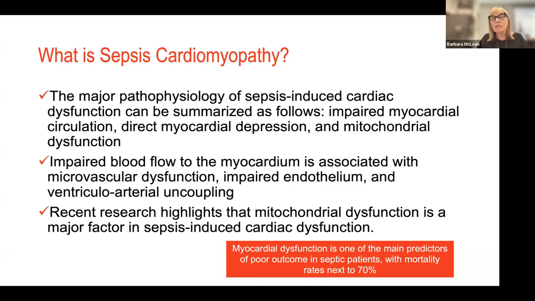Now you will have some impaired blood flow because you have microvascular dysfunction, but these are not macro-occlusive disorders. They're micro-occlusive disorders. That impairs the wall of the vessel, the endothelium, and it actually uncouples the relationship between ventricular ejection, the bolus of blood out into the artery. We call that ventriculo-arterial uncoupling. We now know that myocardial dysfunction is one of the major predictors of mortality, with mortality rates in patients who have sepsis-induced cardiomyopathy about 70%, if we're not recognizing and intervening.